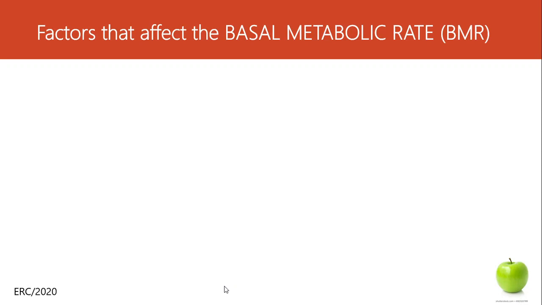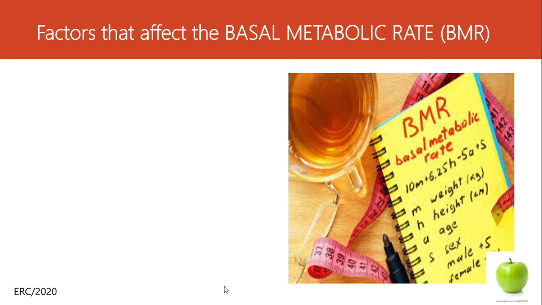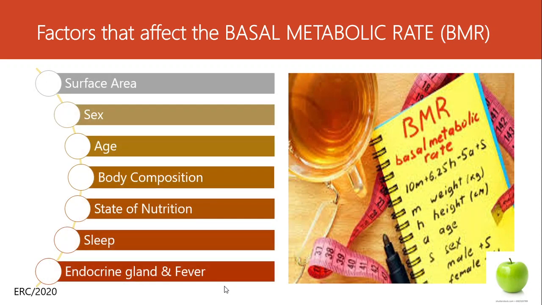We have identified 8 factors. Number 1 is the surface area. The greater the body surface area or skin area, the greater the amount of heat loss, and in return, the greater the necessary heat produced by the body. Muscle tissue requires more oxygen than adipose tissue.